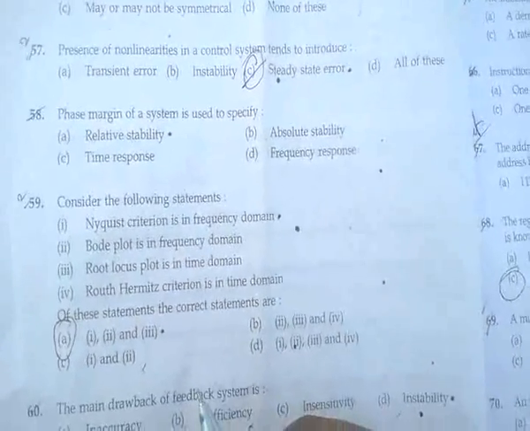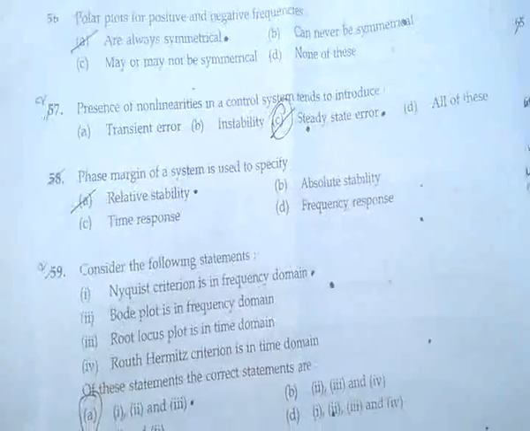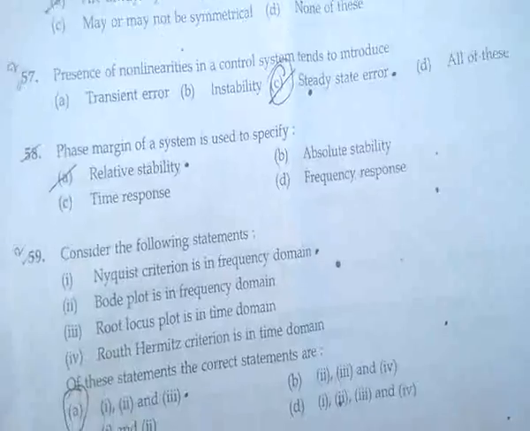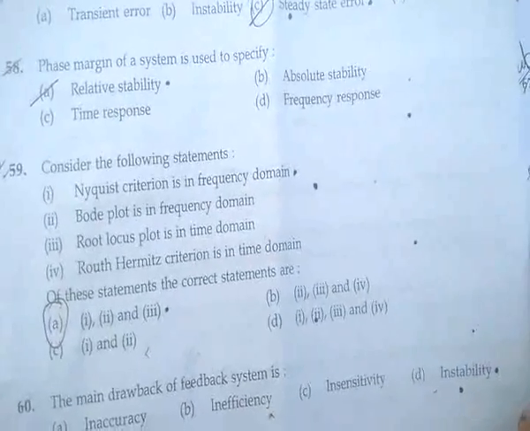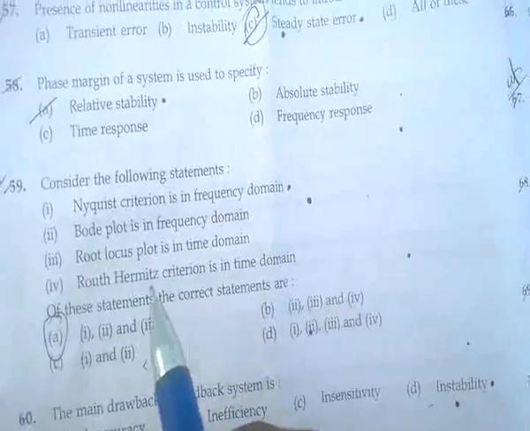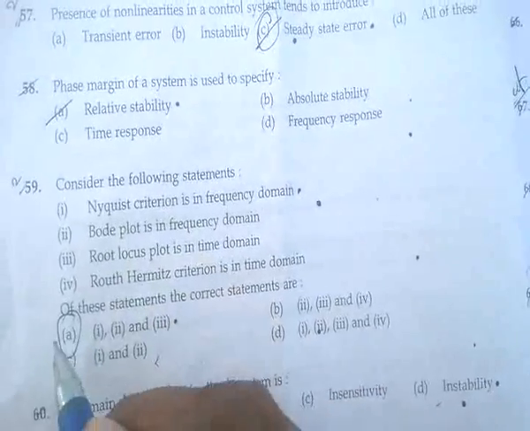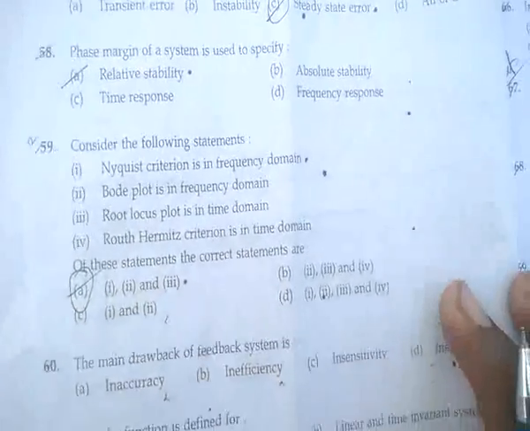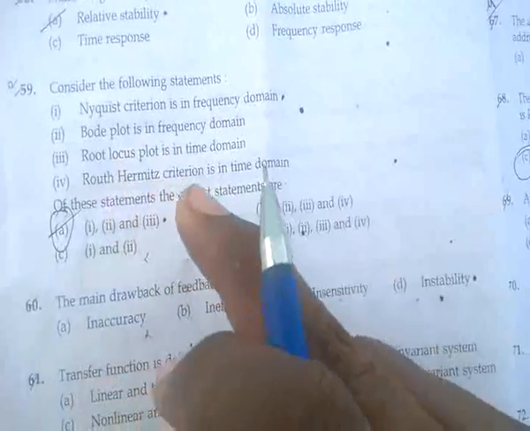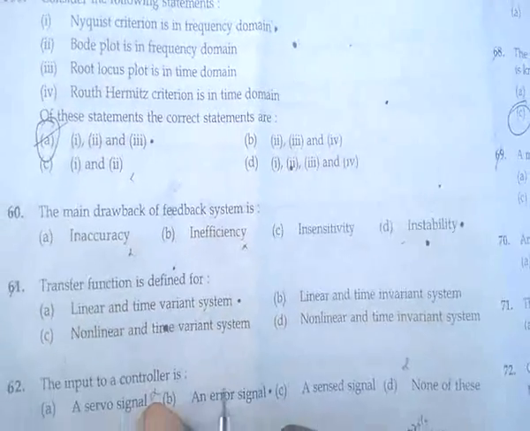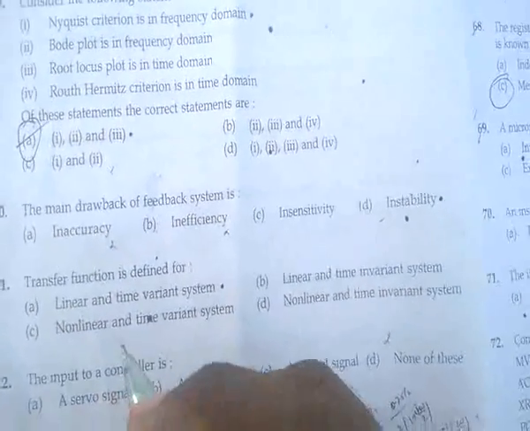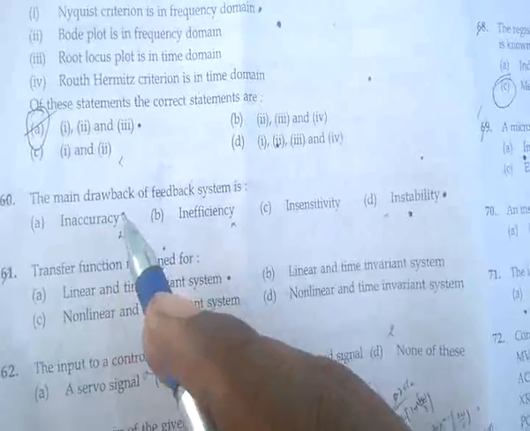Phase margin of a system is used to specify relative stability. Very important fundamental bit. Okay, relative stability. Consider the following statements. In this, the first three are correct. So the answer is A. Routh-Hurwitz criterion is not a time domain method. Okay. The main drawback of feedback system is nothing but instability.